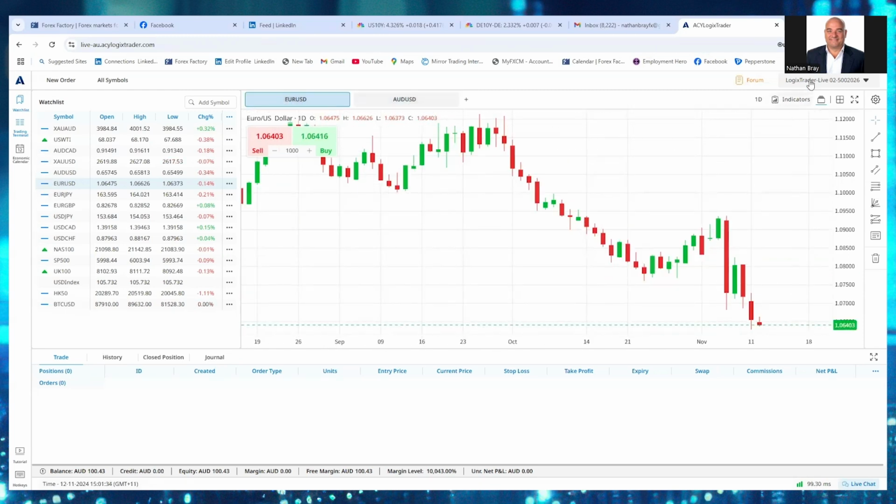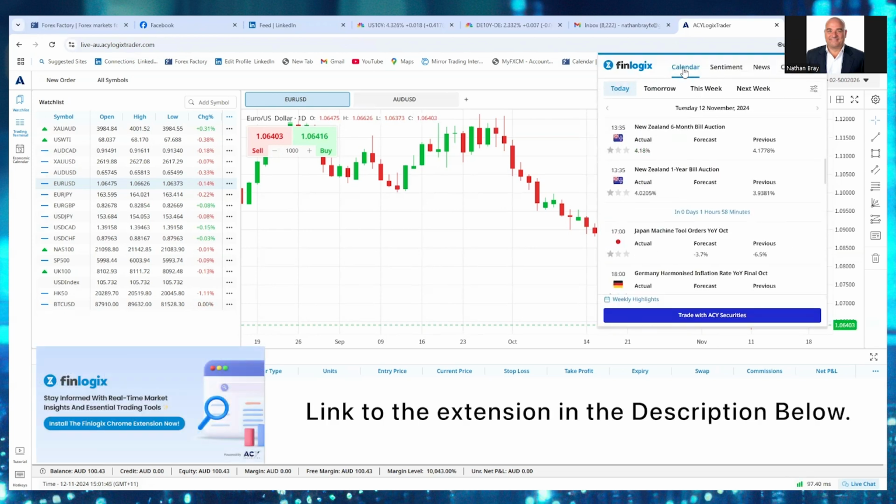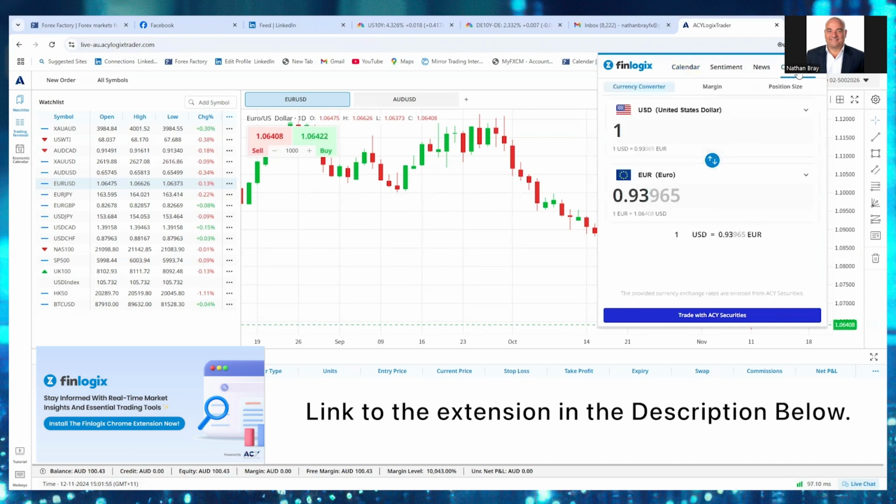So one of the tools you can use, I'll just double click on it up here. It's the FinLogix economic calendar, and it's an extension you can just have in your browser. So you can see here, it gives us any news coming out, which can be helpful to have in front of your eyes just as a pop-up. But today it's all about calculators. So let's go in and have a look.